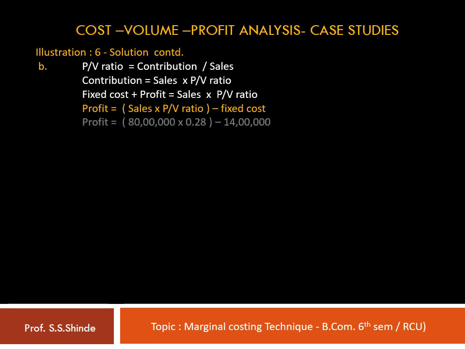So let's put up the variables here. Profit is equal to 80 lakhs into 0.28 minus 14 lakhs. That gives us a profit of rupees 8 lakh 40,000.